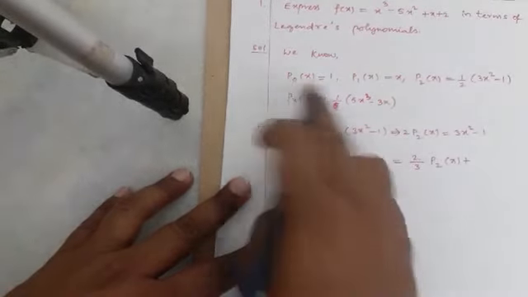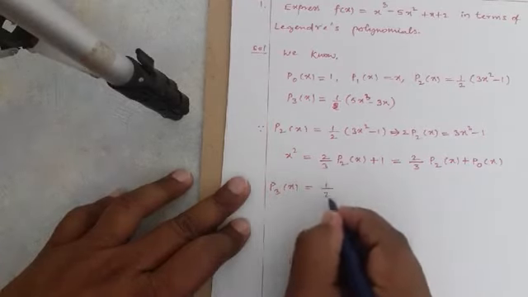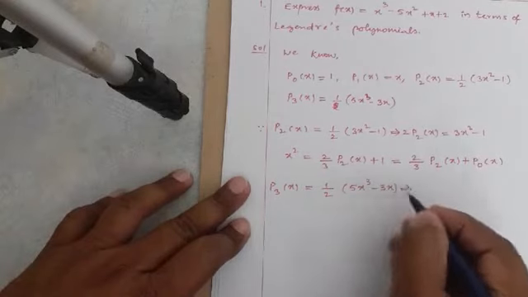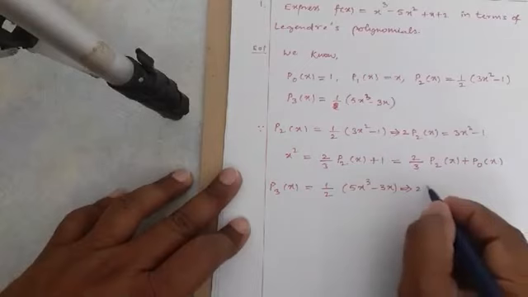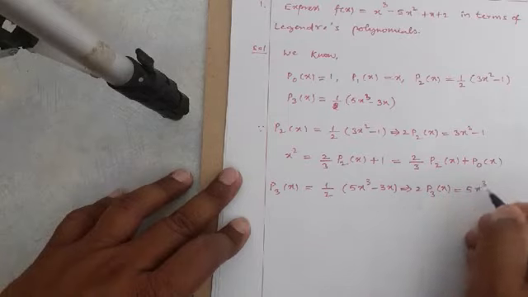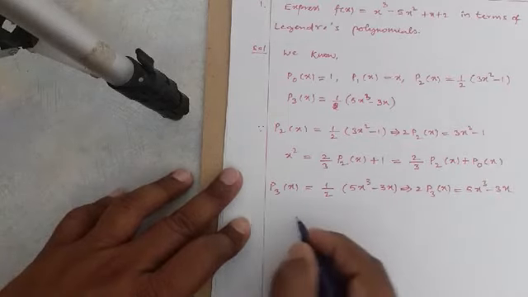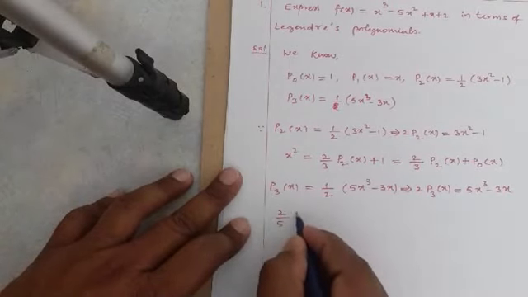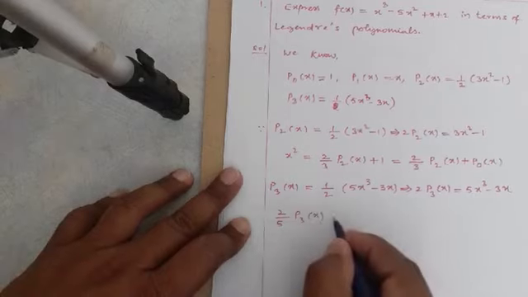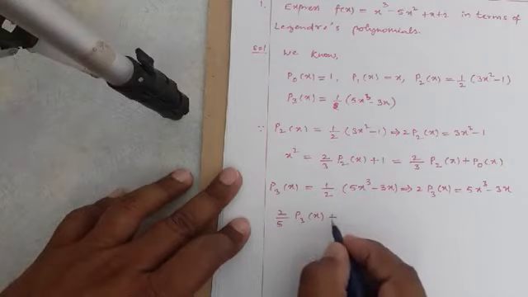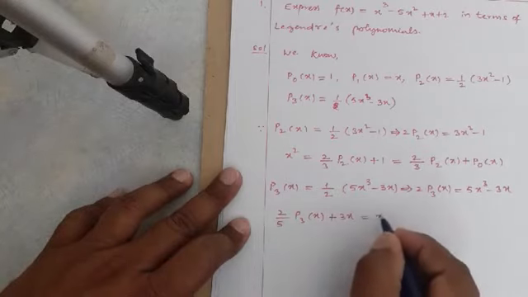Now in the same way, as we know, P3 of x is equal to 1 upon 2 into 5x cube minus 3x. This implies I take this 2 to the other side, so that it becomes 2P3 of x is equal to 5x cube minus 3x. Now I take this 5 to the other side, so that it becomes 2 upon 5 P3 of x, and I take minus 3x to the other side, that becomes plus 3x, is equal to x cube.